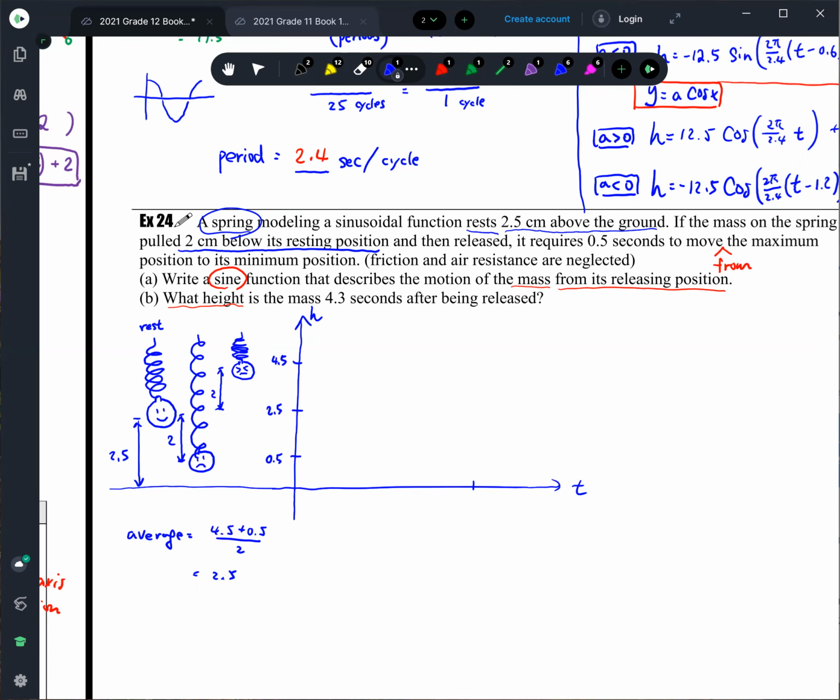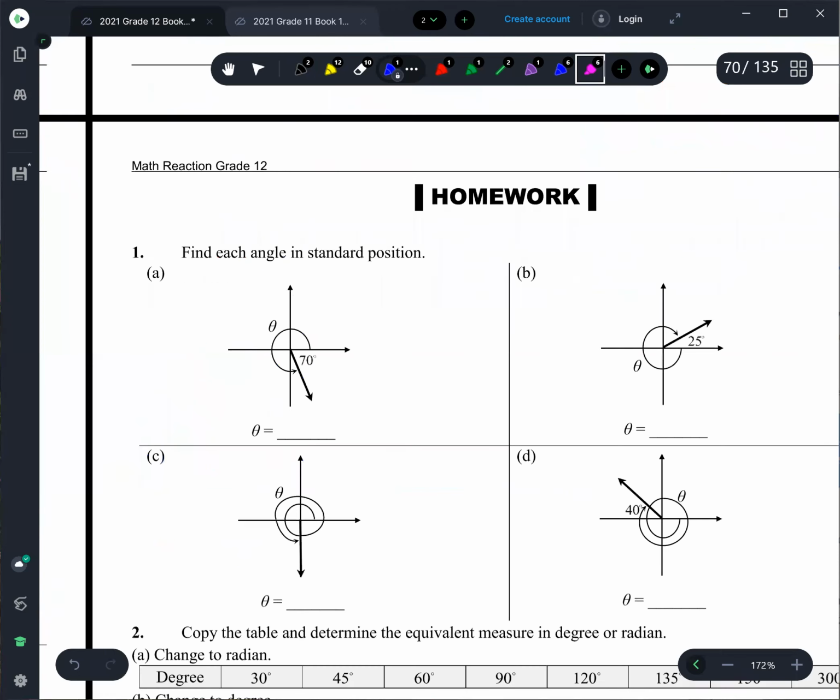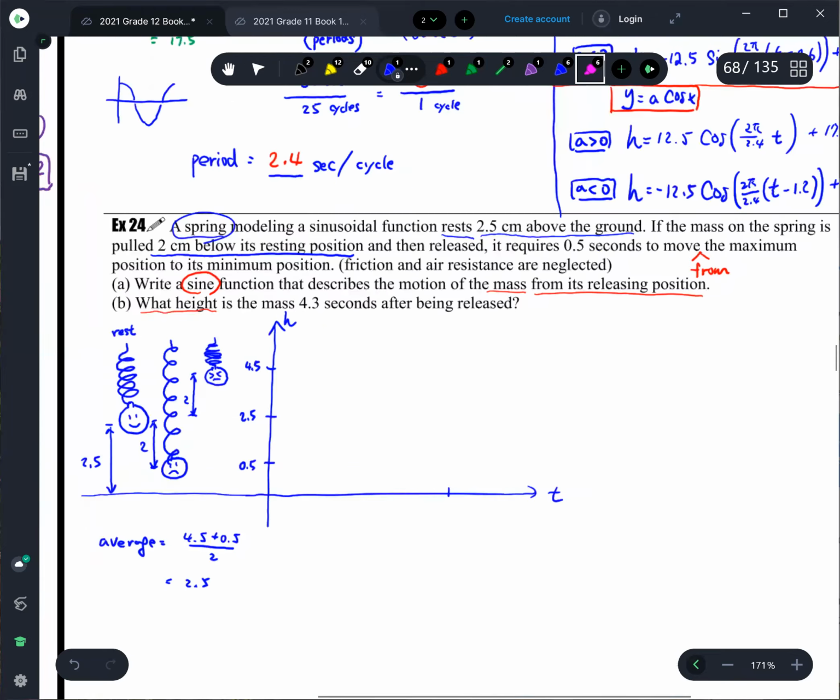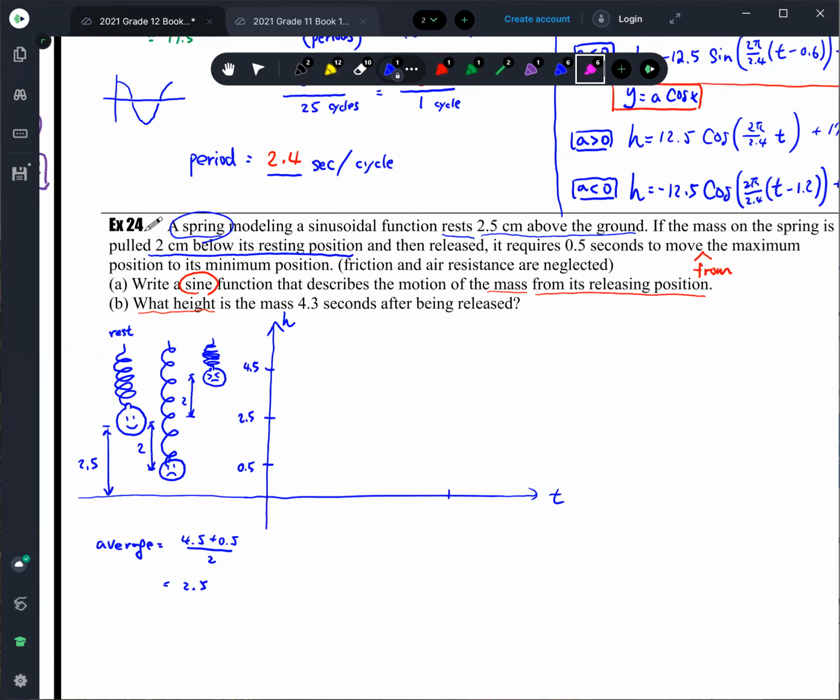Period means it needs to make a round trip, right? Yeah. What's the 0.5 seconds? It's the time to move from the maximum to the minimum. So is that a round trip? No. So what do you need to do? Find how long it takes for a round trip. Yeah, so how do I use that to get a round trip then? I don't know.